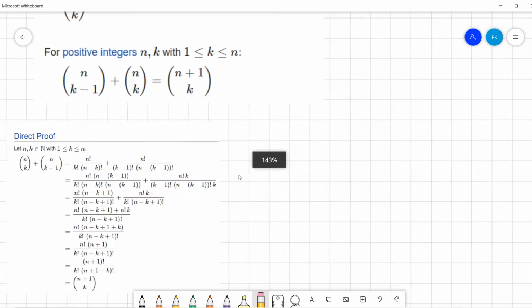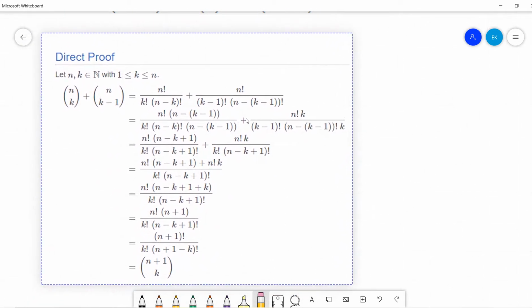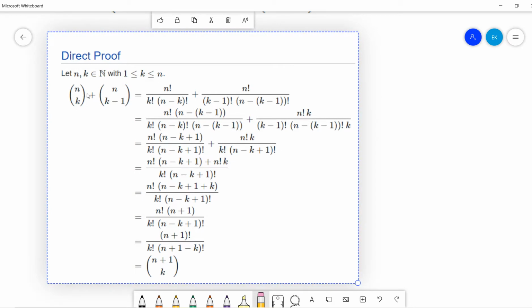Okay. So the direct proof is very easy because n choose k is just n factorial over k factorial times n minus k factorial. So the first term is this term, and n choose k minus one becomes this term. Okay, and you multiply both the numerator and the denominator by this n minus k minus one factorial. So the first term becomes this, and the second term becomes this. For the second term we just multiply by k.